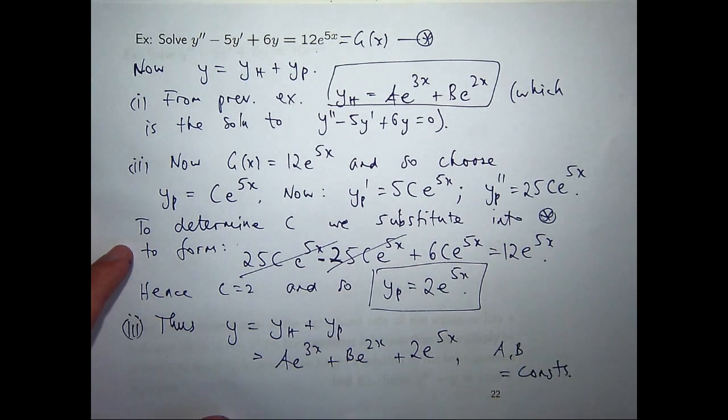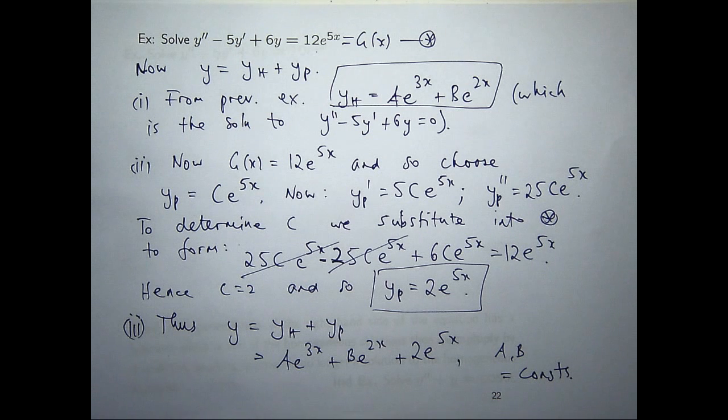Now, can we determine big A and big B? We could determine that constant big C in there, but can we determine big A and big B? No, why not? No initial condition. We don't have enough information. If we had some initial conditions, some extra information coupled with star, then we could go back and use this to determine big A and big B.